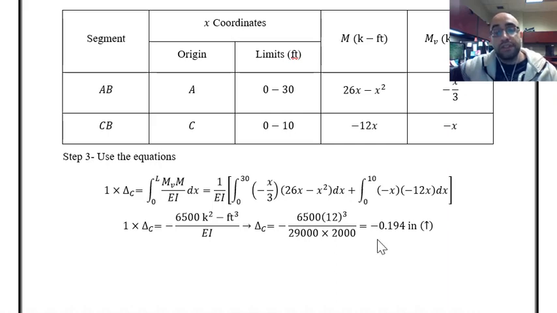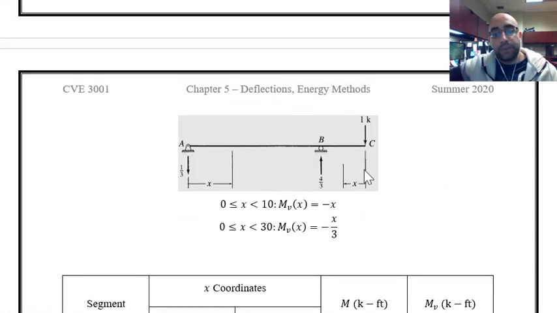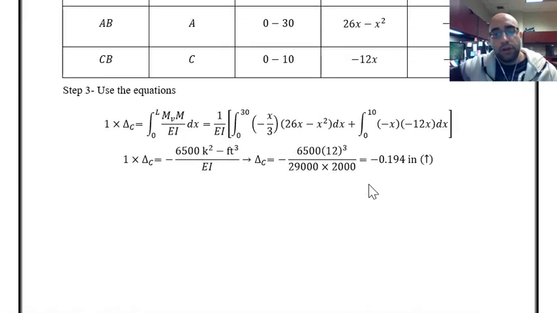0.194 inches. This is negative, which means that the direction of the deflection is opposite to the direction of the unit load that we applied as the virtual load. I applied this unit load downward. I got a negative deflection, which means the deflection is upward. This is how we can use the virtual work method for finding the deflection in beams.